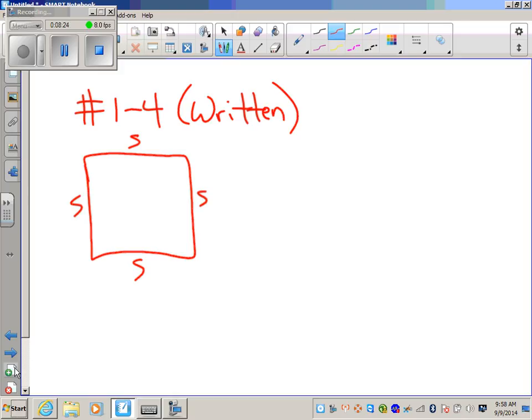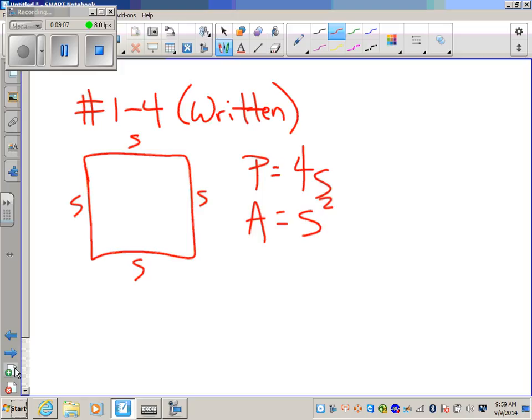Now, next to each group, the first group they give you is 1 through 4. And you're going to be using what figure for that group? A square. Good. Now, they also say P is equal to 4S. What do you suppose P stands for? Perimeter. What is perimeter? The distance around, correct? They also give you the formula for area, which is side squared, which really means what? S times S. Very good.